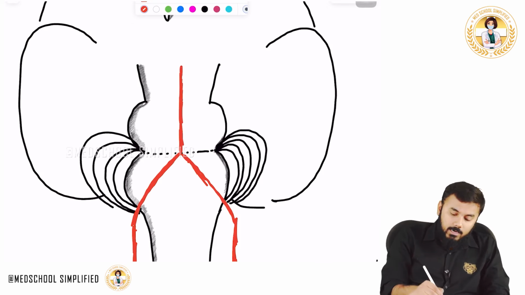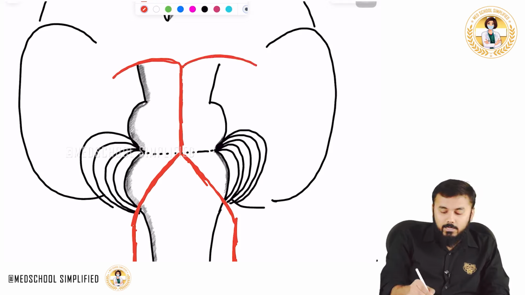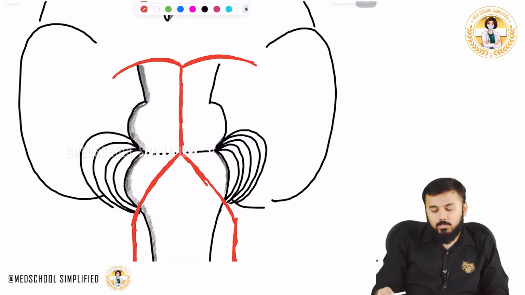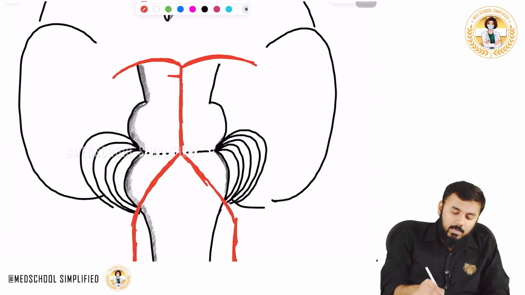This basilar artery on the top gives out two branches like this. What are these two branches? I will talk about these two branches later on. But for now you understood this, that these two vertebral arteries join together to form the basilar artery. Second important thing is that just beneath these two arteries, from the basilar artery, you see another branch coming like this.